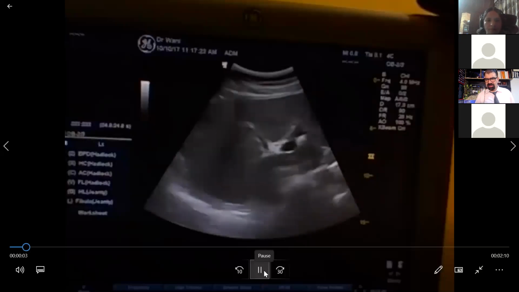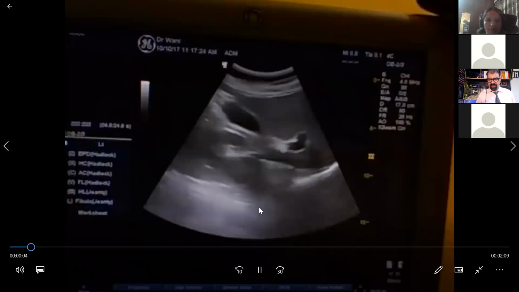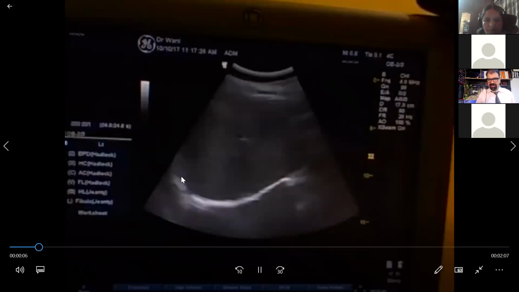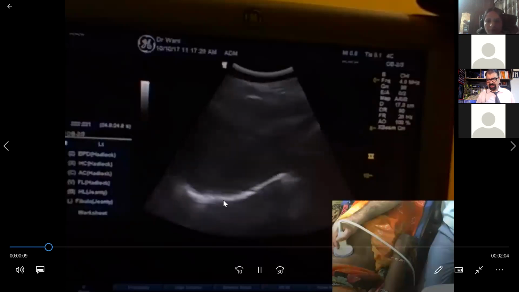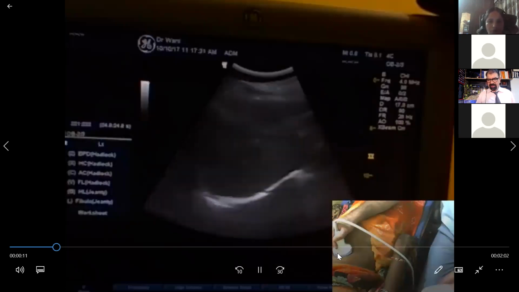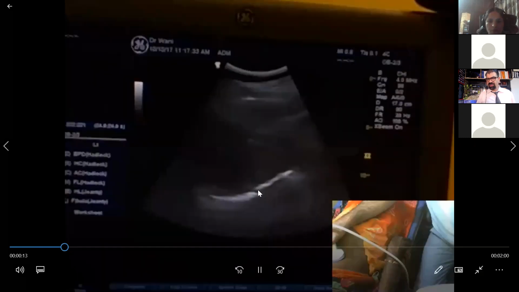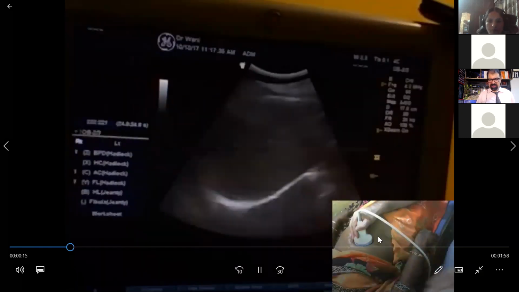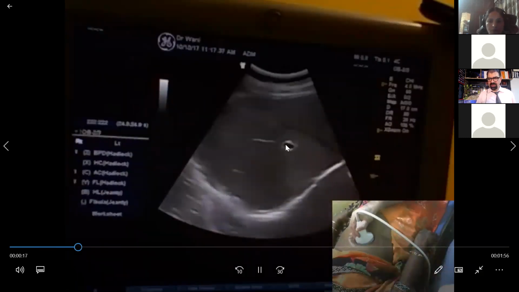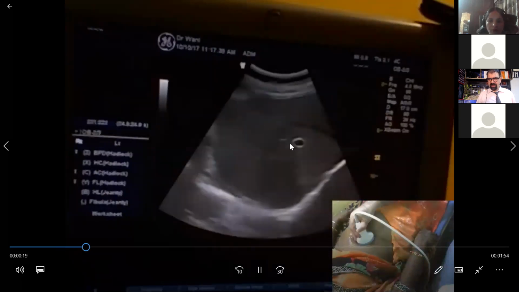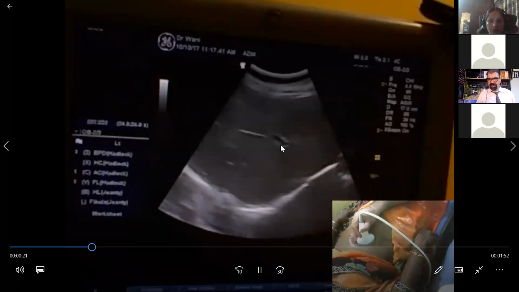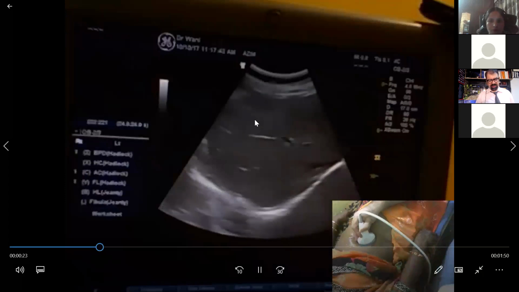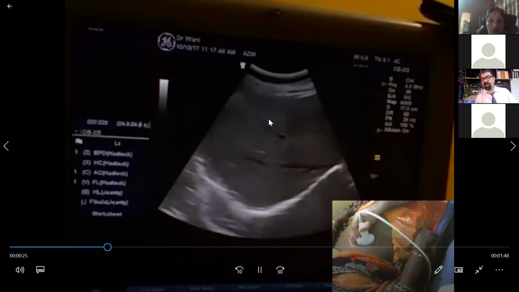For beginners, right now I'm in transverse section. I'm in transverse section because I am seeing like this. Now see where my probe is. This is the portal vein over here. If I go to the right portal vein, it will lead me to the neck of the gallbladder.